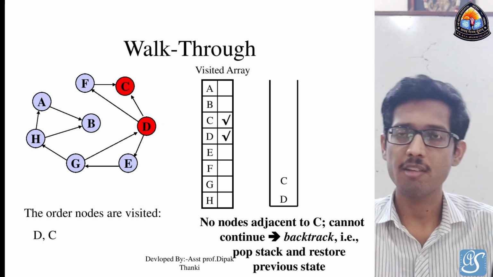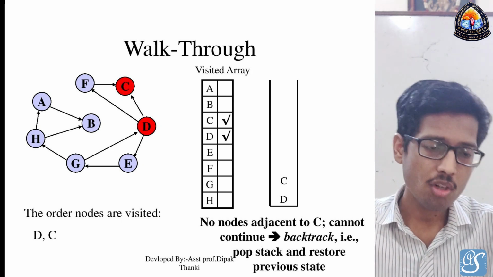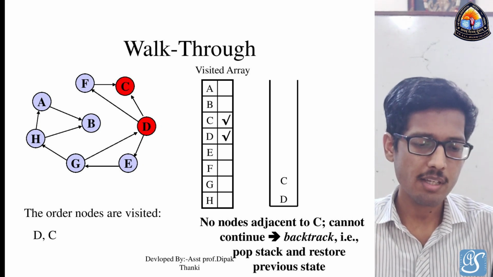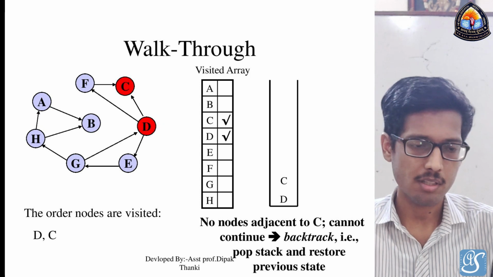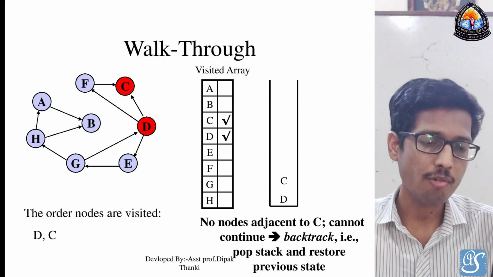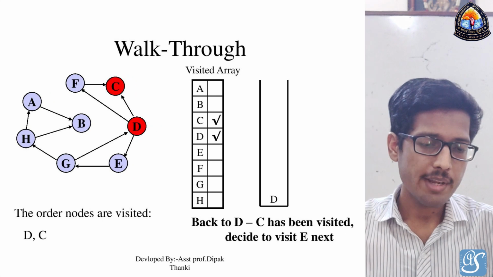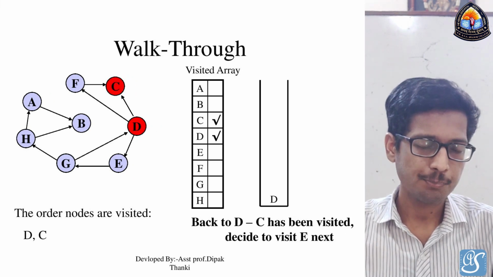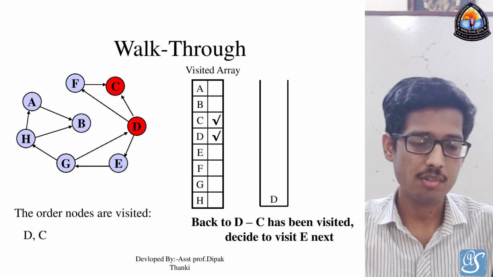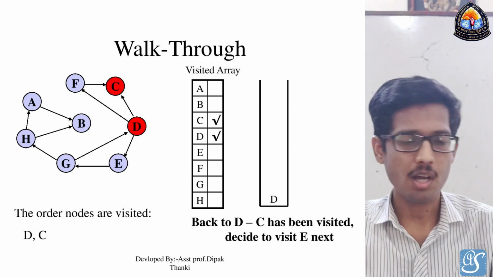Here it is the most striking feature of DFS, backtracking. You can easily see in the graph we cannot travel further from C. So pop the stack and restore the previous state. So here inserting is not possible because there is no further flow from the C side. Now in the next slide you can see we have deleted C. We have popped the element C. The nodes visited are still D, C.